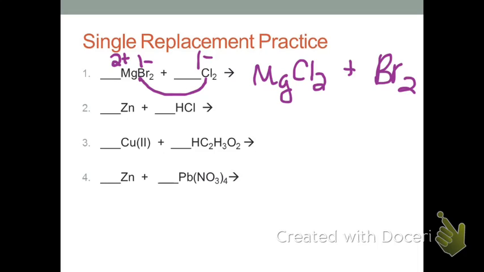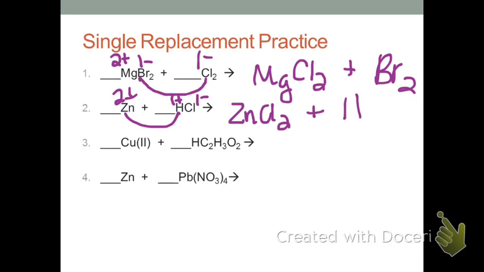Now, zinc has a charge of 2 plus, hydrogen has a charge of 1 plus, and chlorine has a charge of 1 minus. The zinc is going to switch with the hydrogen. Check your activity series. Zinc is above hydrogen, so it will happen. So the zinc will form with the chlorine to make ZnCl2, and since hydrogen is diatomic, it requires a 2. And then you balance it by putting a 2 in front of the HCl.